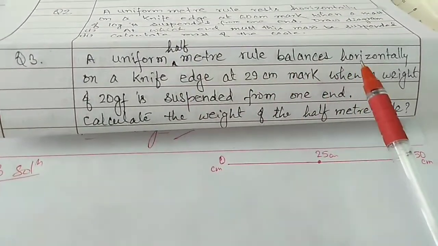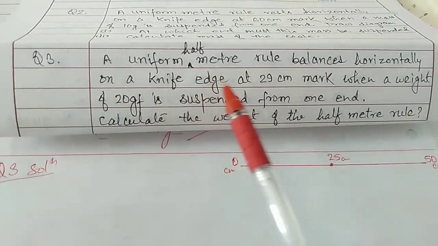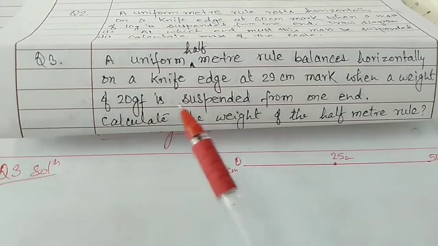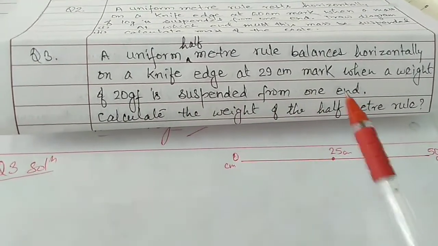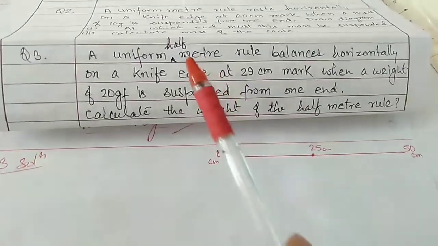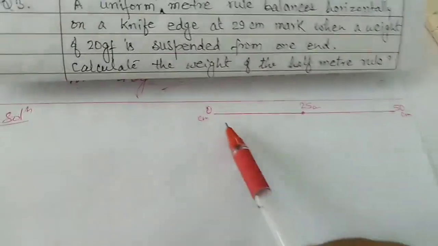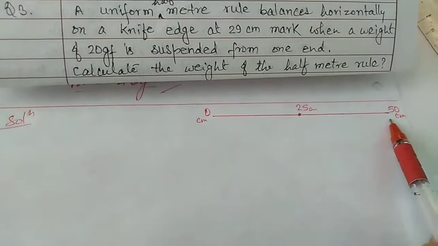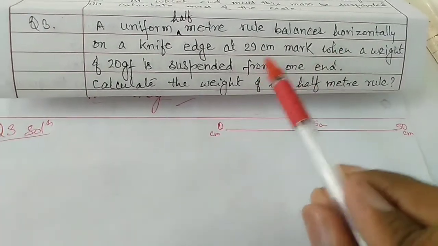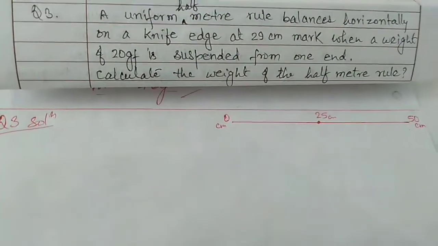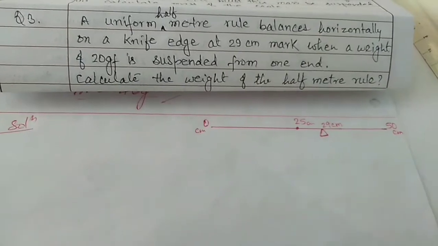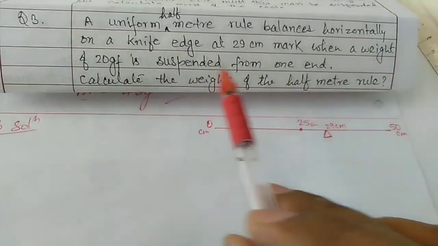Next, question number 3. A uniform half meter rule, clear it is, half meter rule balances horizontally on a knife edge at the 29 centimeter mark when a weight of 20 gram force is suspended from one end. Calculate the weight of the half meter rule. First of all, I want to show you, this is a half meter rule. So I have drawn here 0 centimeter and 50 centimeter. Midpoint will be 25 centimeter. This is balanced at the 29 centimeter mark. So I am drawing the fulcrum. Our fulcrum is at 29 centimeter.